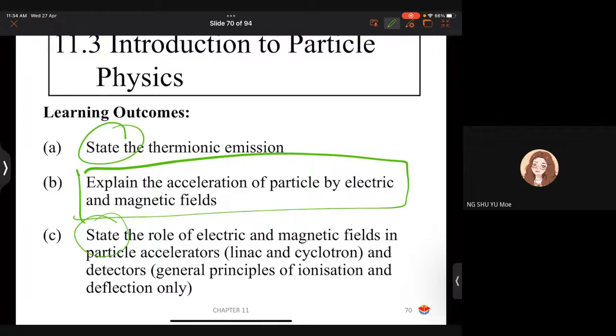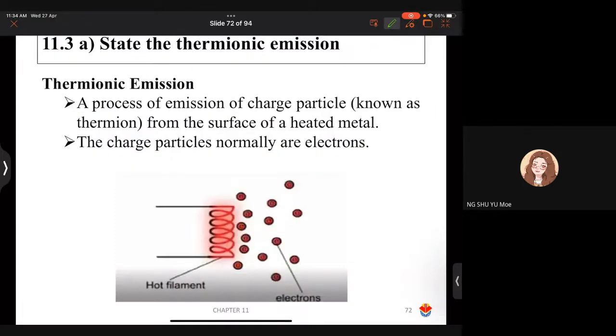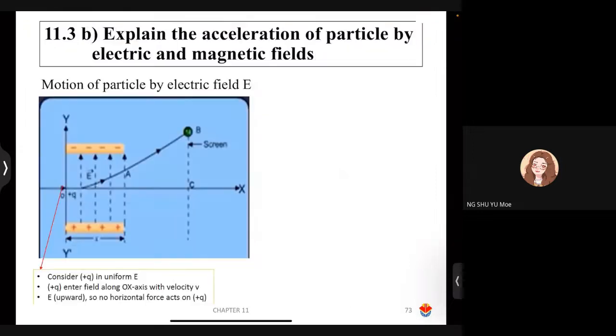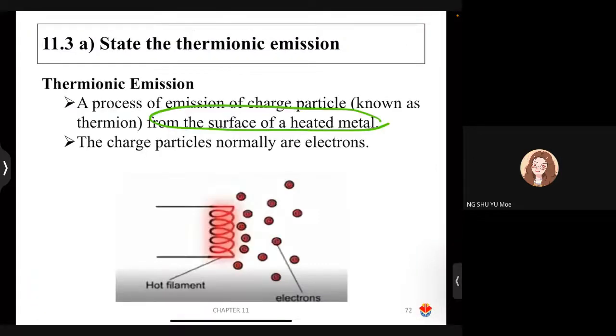Okay, kita tengok apa itu thermionic emission yang pertama. Thermionic emission adalah emission of charged particle from surface of the metal. So you nak lepaskan charge ni, elektron daripada surface of the metal. So the charged particle ni adalah elektron lah. So the emission, pembebasan elektron daripada metal heated element lah.